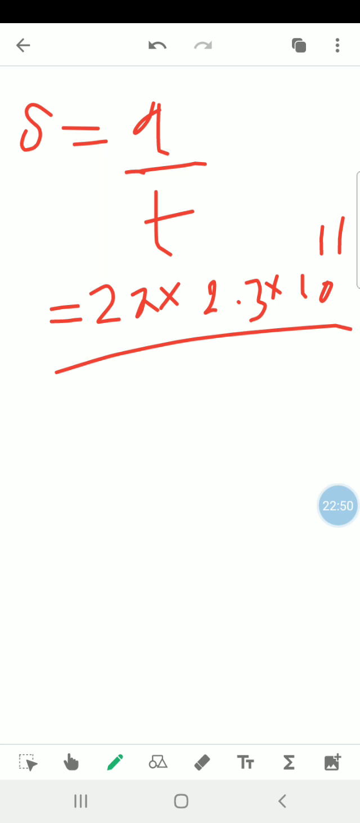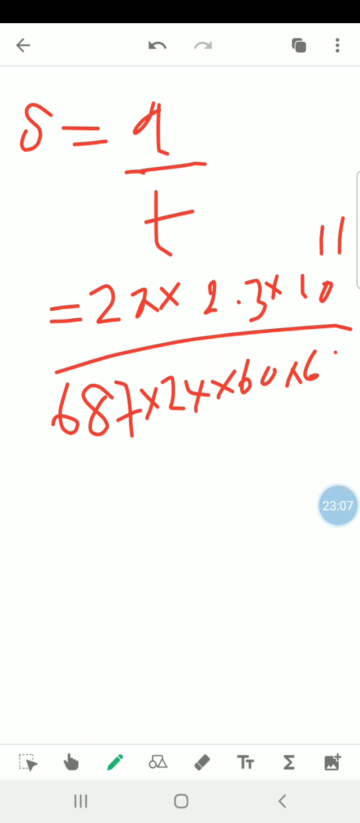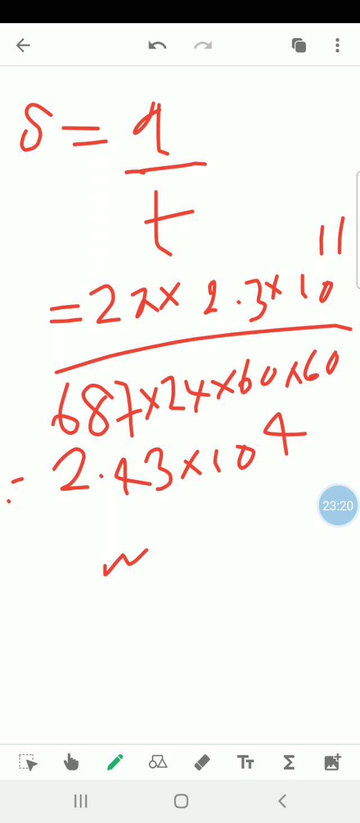Divided by time, now you have to get it in seconds. It takes 687 days. You multiply that by 24 to make it into hours, multiply by 60 to make it into minutes, and multiply by another 60 to make it into seconds. Then when you simplify this, you will get 2.43 into 10 to the power 4 meters per second.